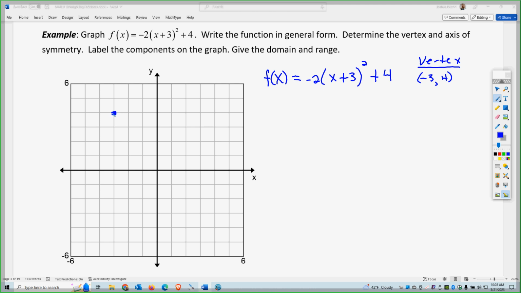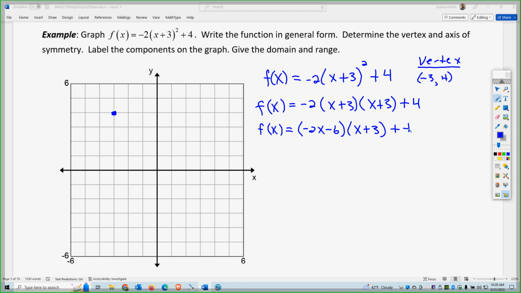Okay. So if I rewrite this in general form, order of operations dictates exponents come first. So I'm going to do the exponent. And then after exponents comes multiplication. So we'll do negative 2. So that's negative 2x minus 6 times x plus 3. So we have another multiplication. If I do that, it gives me negative 2x squared minus 6x minus 6x minus 18, right?